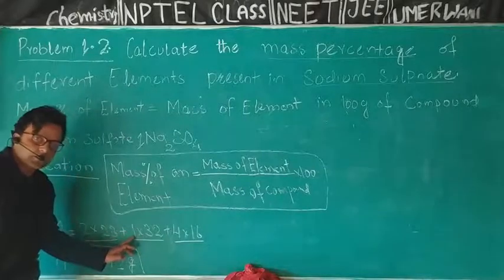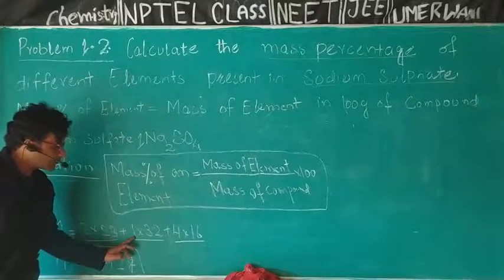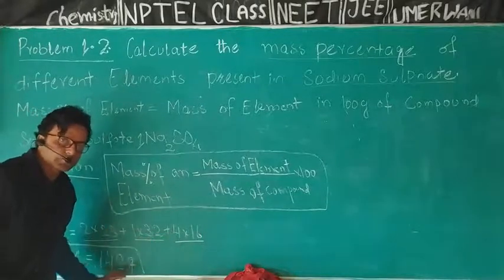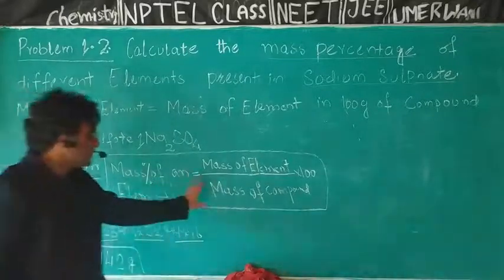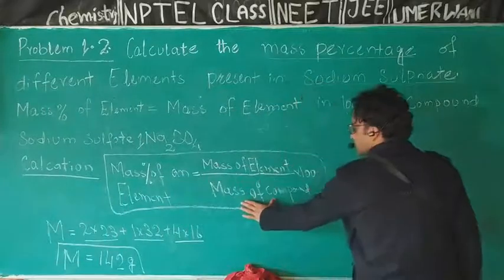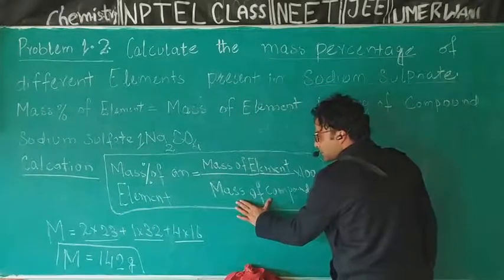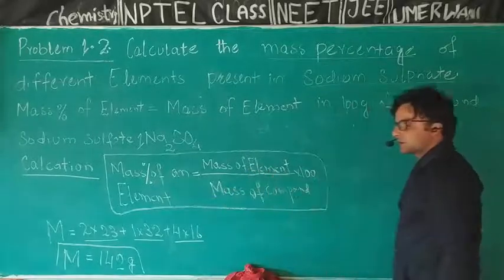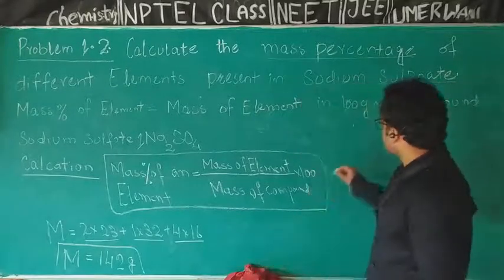The contribution of sodium in terms of mass towards the molar mass of sodium sulfate is 2 into 23. Similarly, the contribution of sulfur in terms of mass towards its molar mass is 1 into 32, and the contribution of oxygen is 4 into 16. So now we know the denominator: the mass of compound, equal to its molar mass, and we know the mass of each element contributing towards its molar mass. We can easily now calculate mass percentages.